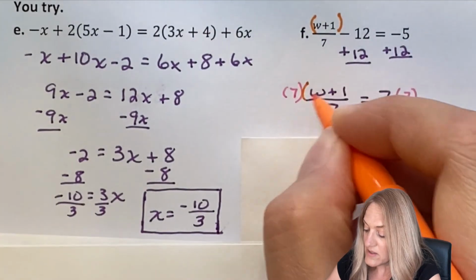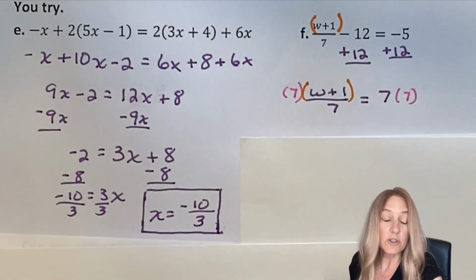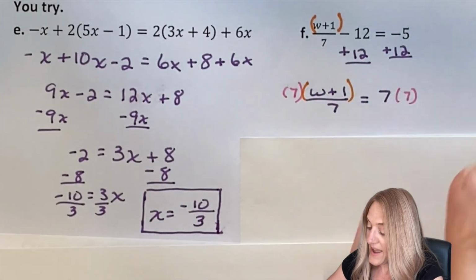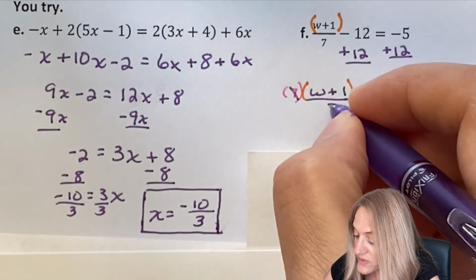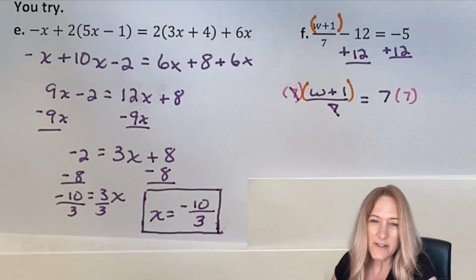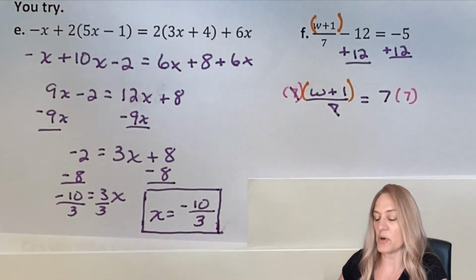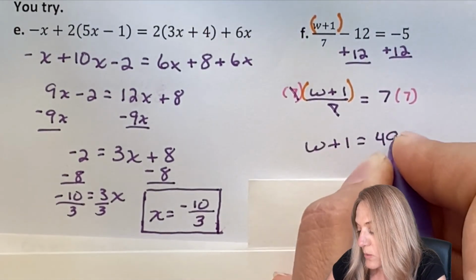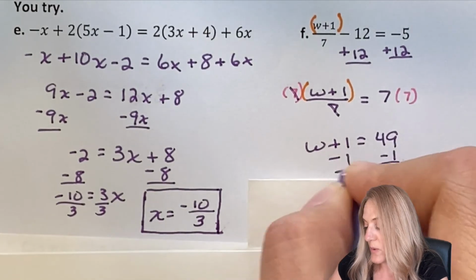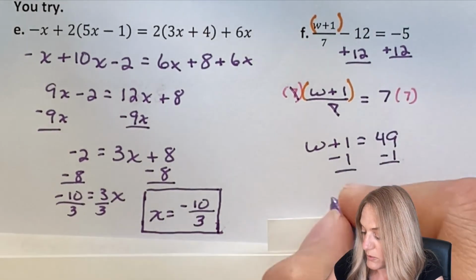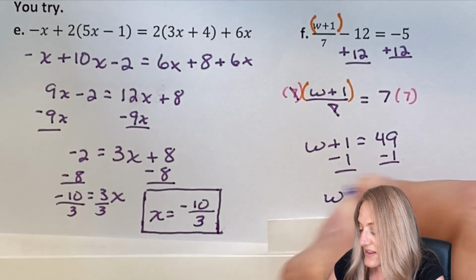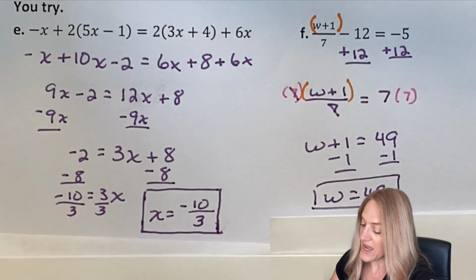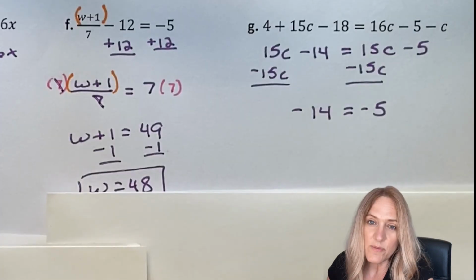And then of course I want to get rid of that divide by 7, so multiply by 7 on both sides. At that point, I can divide out the 7's on the left-hand side. We often say cancel, but let's keep in mind what the operation is. We are left with w plus 1 equals 49, which of course when we subtract 1, we get w is 48. And then last but not least, we combined like terms on both sides.